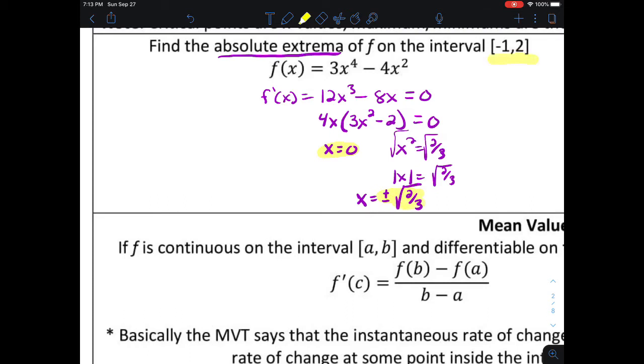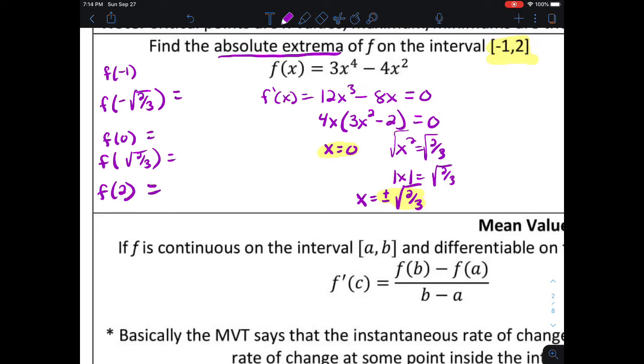Now I'm looking at this interval where I go from -1 to 2. Well, from -1 to 2, all of those critical numbers are candidates. So what we need to do is figure out what the function's value is at -1, at negative square root of 2/3, at 0, at positive square root of 2/3, and at 2, and then we'll figure out what the biggest and the smallest values are.